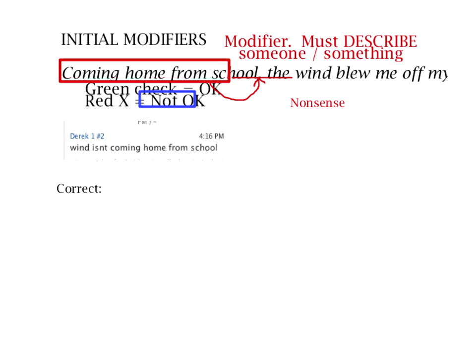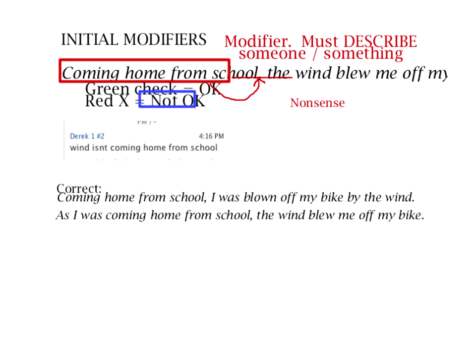So one way to correct this sentence would be to type, "Coming home from school, I was blown off my bike by the wind," because I'm the one who was coming home from school. Another way you could correct it is this: "As I was coming home from school, the wind blew me off my bike." This would also be a thing.